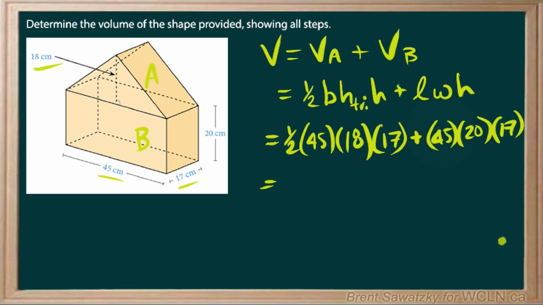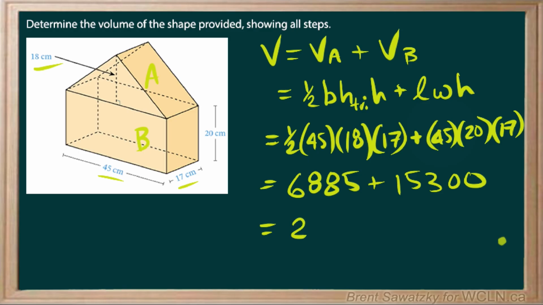Okay, so pull out the old calculator there, and that first group, or the volume of A, that would come out to be 6,885. And then the volume of B, that would be 15,300. And so we add those two together, you should come up with 22,185.